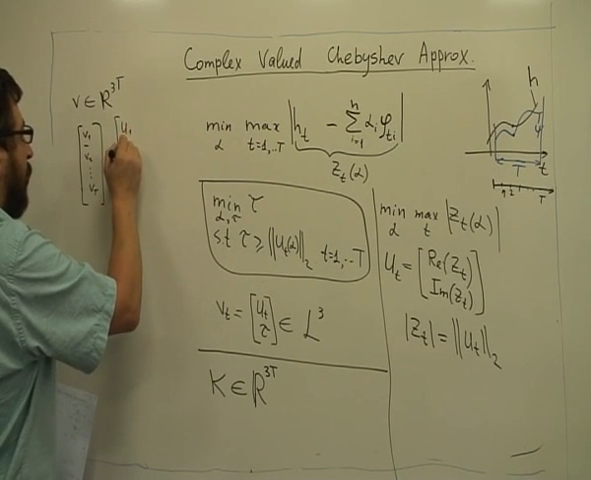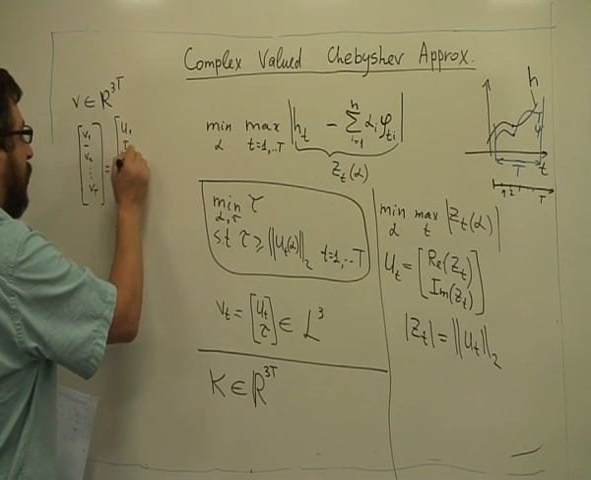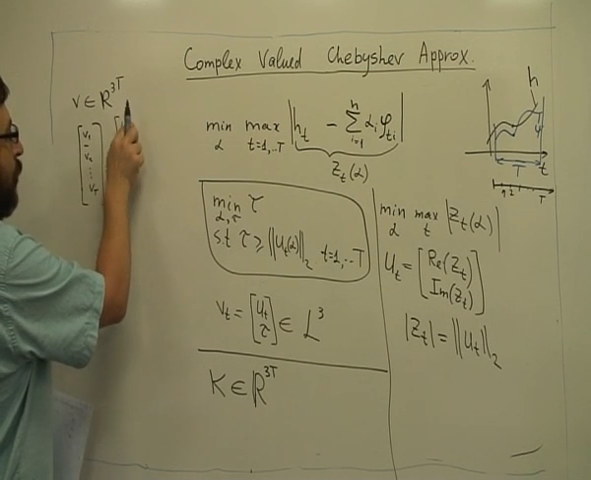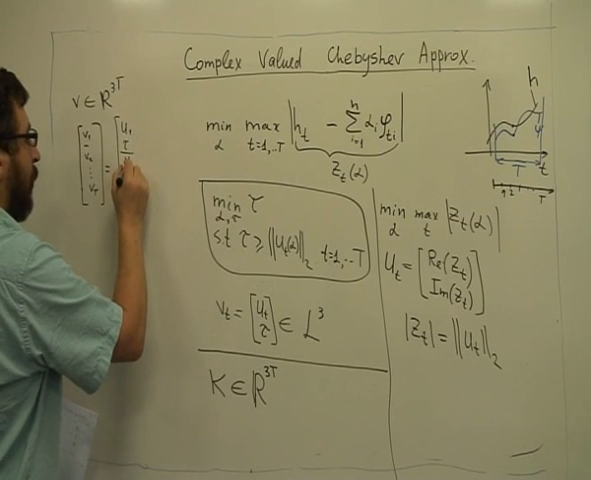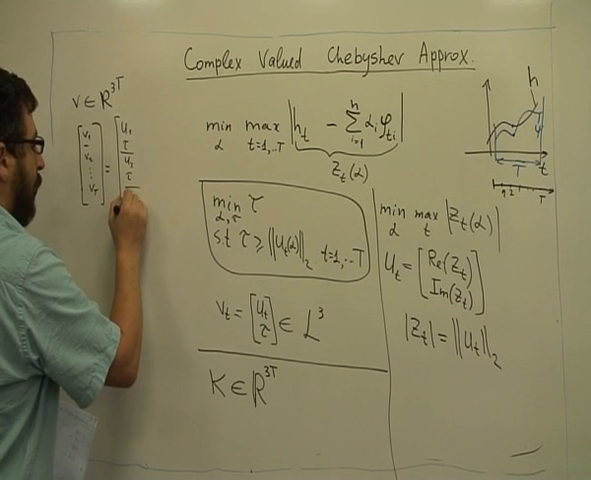U1, tau. This U1 is a two-dimensional vector and tau is one-dimensional. All of this is of dimension 3, and U2, tau, and U capital T, tau.